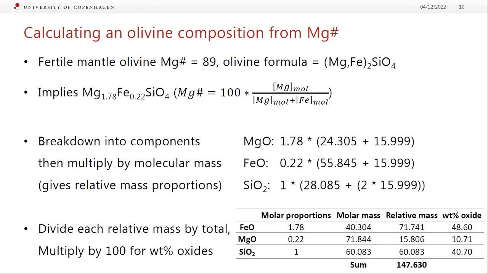So MgO, we have 1.78. We've calculated this molar mass from this sum, and we just times these together. We get a relative mass, and as I said, this doesn't mean anything on its own. We do the same thing for FeO, and we do the same thing for SiO2, and then we basically just add up all these relative masses and divide each one of these by the sum of those relative masses, and that gives us our weight percent oxide. So a mantle olivine with Mg number 89 is about 49% MgO. It's about 11% iron, and it's about 41% silica. Okay?